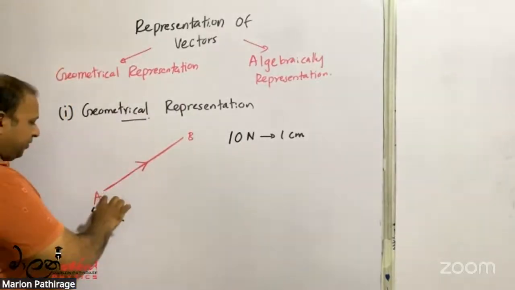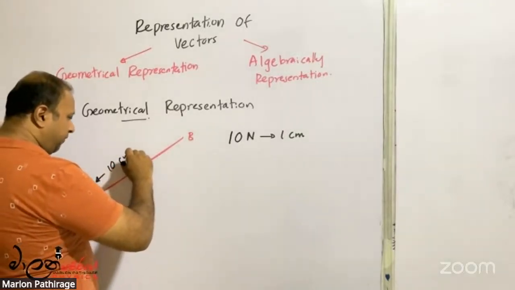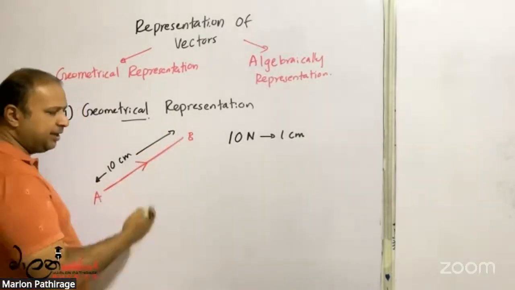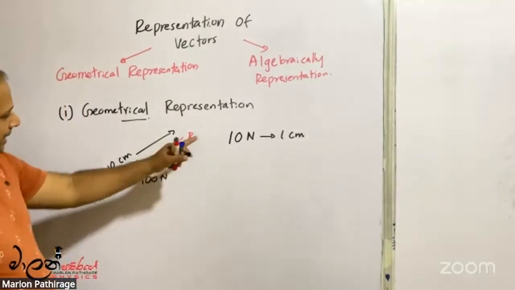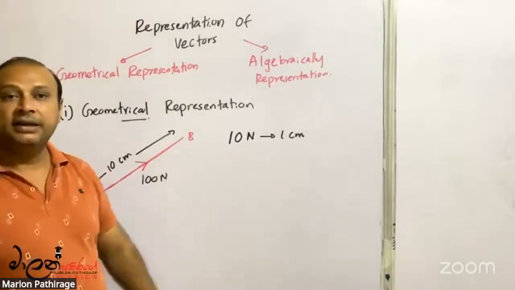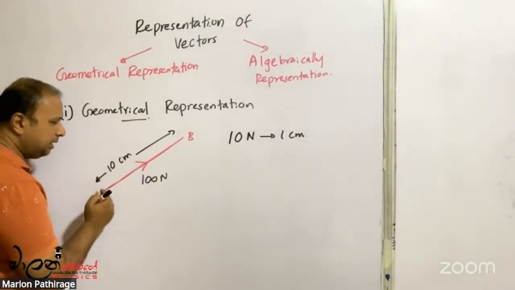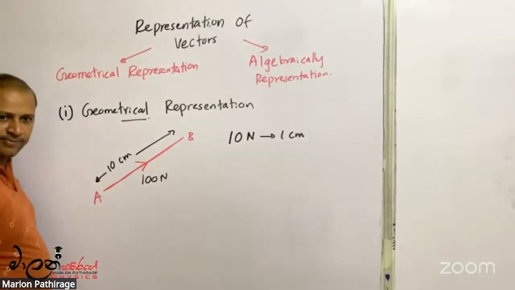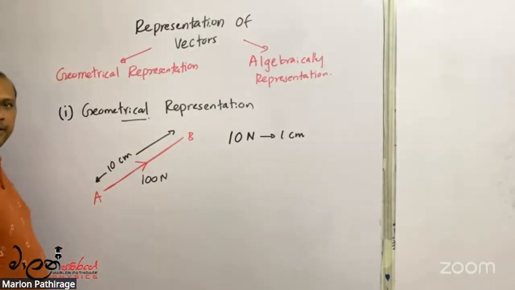Then, if I draw a 10 centimeter long line segment, definitely this line segment should be equal to 100 Newton force. Because 10 Newton is represented by 1 centimeter, therefore 100 Newton is represented by 10 centimeters. Therefore, you have to draw a 10 centimeter long line segment into the direction of the 100 Newton force, and you can mark the arrowhead towards the exact direction of the vector.